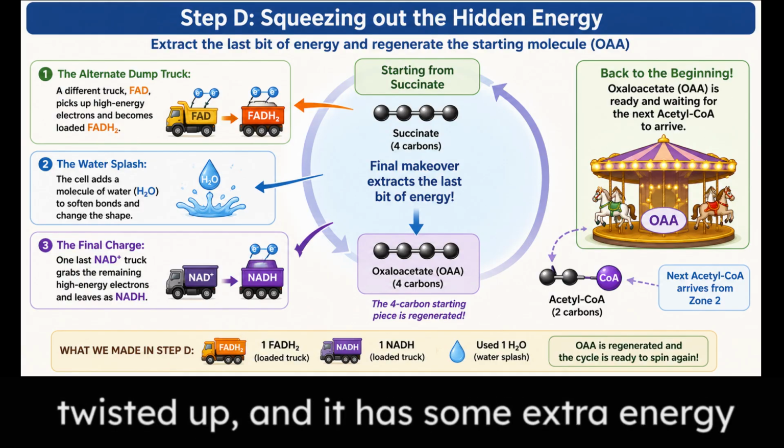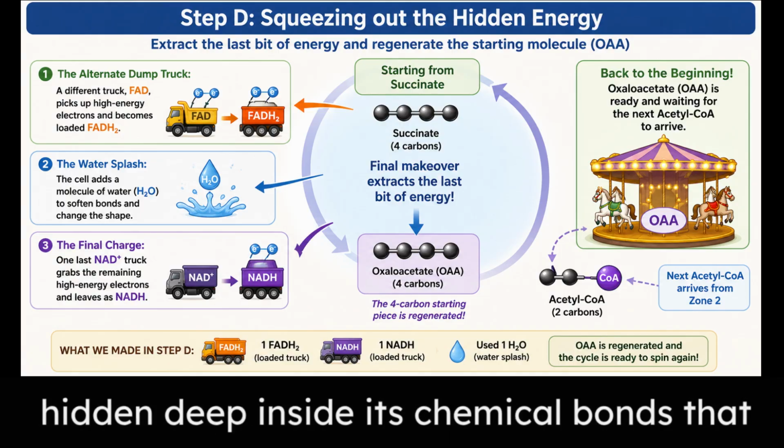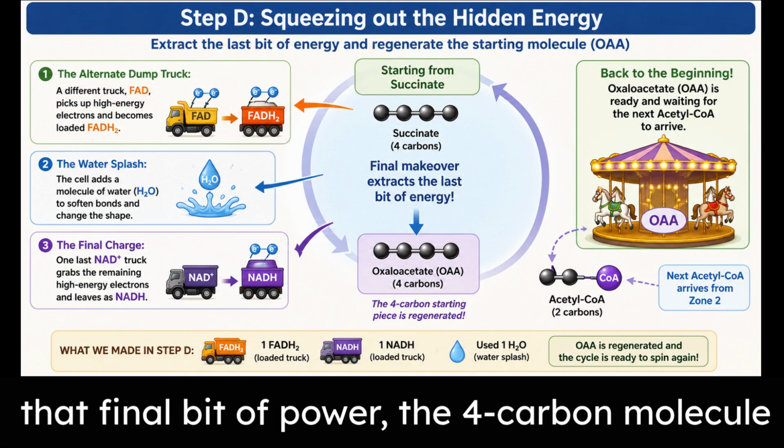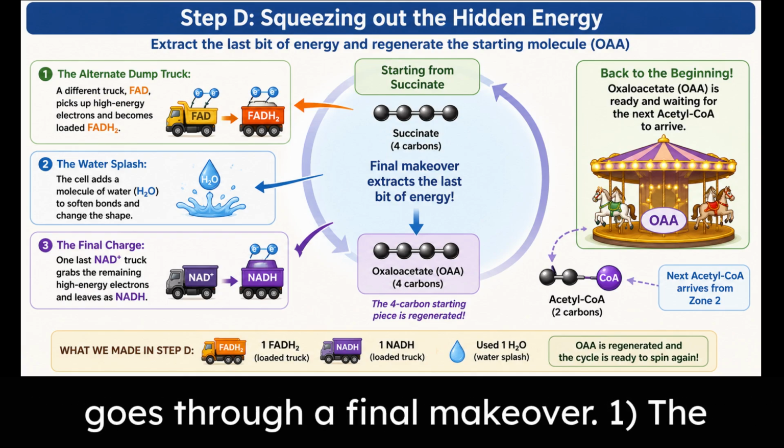It is still a bit twisted up, and it has some extra energy hidden deep inside its chemical bonds that the factory doesn't want to waste. To extract that final bit of power, the 4-carbon molecule goes through a final makeover.